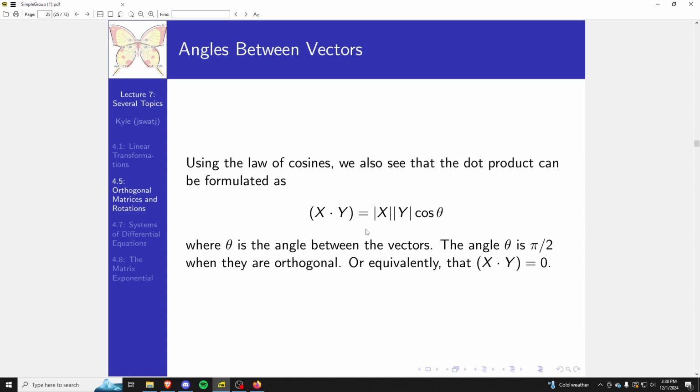Using the law of cosines, we can also write the dot product as the length of x times the length of y times cosine of theta. This theta angle is the angle between the vectors. And so the angle theta is pi over 2 when they are orthogonal, or when their dot product is 0.